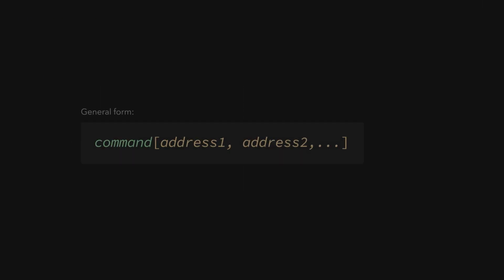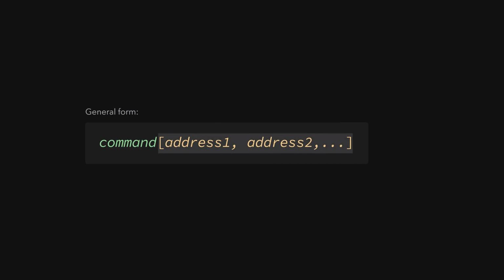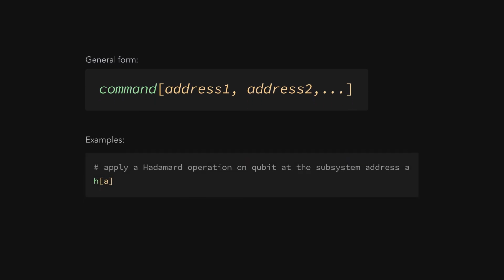You can act on a subsystem by entering its address next to the command. You can also act on a list of subsystems. Here are two examples, one applying a Hadamard operation on a qubit at the subsystem address A, and the other applying a CNOT operation on a list of subsystem addresses A and B.